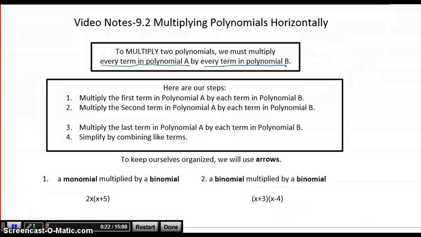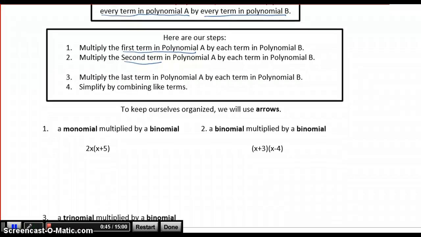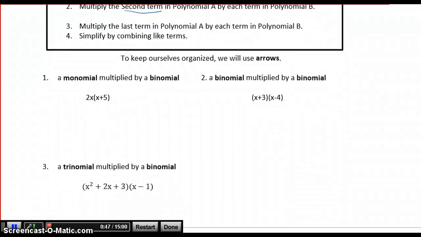So the steps we're going to use to remember to do this is we're going to start with just the first term in polynomial A and multiply it by each term in polynomial B. Then move on to the second term in polynomial A and multiply it by each term in polynomial B. And then we'll continue until we get to the last term of polynomial A to multiply that by every term in polynomial B. And our last step will be to combine like terms. So in order to do this, I'm going to use arrows in order to keep myself organized, to make sure that I get all my terms multiplied together.